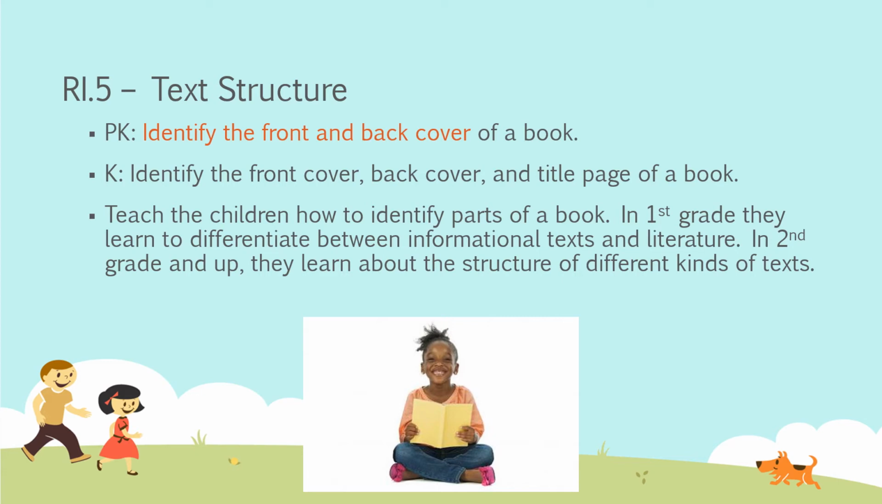As they get up through the grades, in first grade, they learn how to differentiate between informational text and literature in this standard. And in second grade, in RI5, they learn about the structure of different texts. So for example, stories are structured with first, next, and last, and informational texts are structured by topics. But for right now in preschool and kindergarten, they're just learning kind of about how books work, basically.